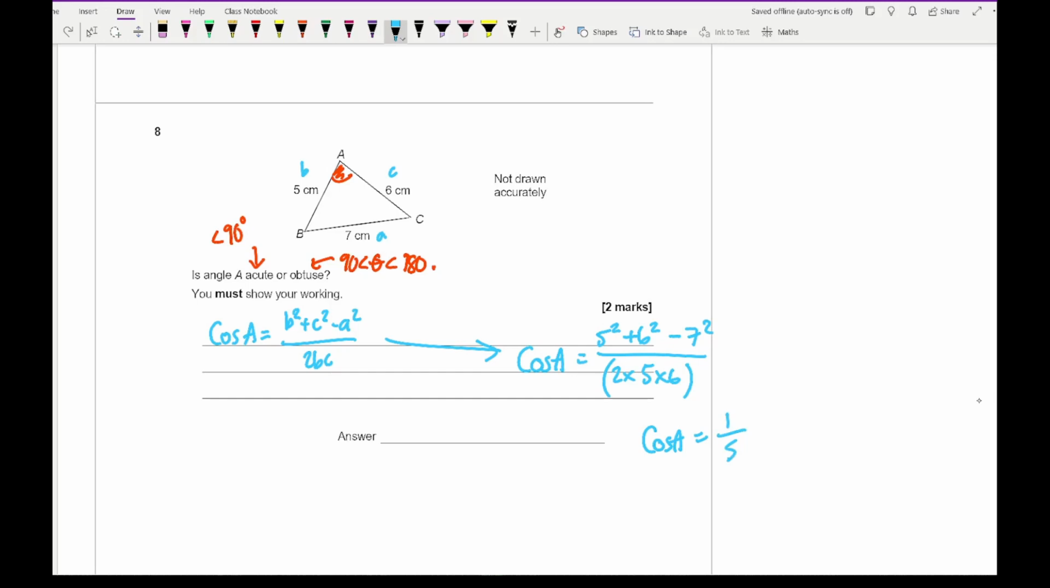Now from this, what I then need to do is the inverse cos of 1/5, in which then I get A equals 78.46 degrees, which is obviously acute. And there we go, and that is the final answer for this question.